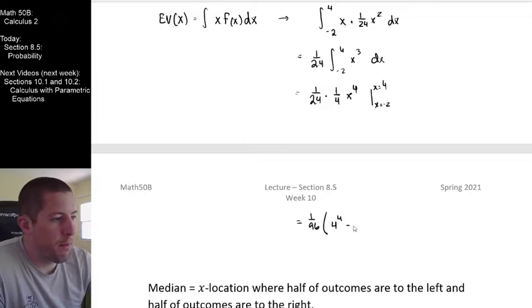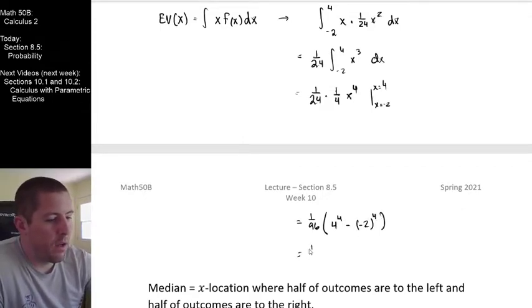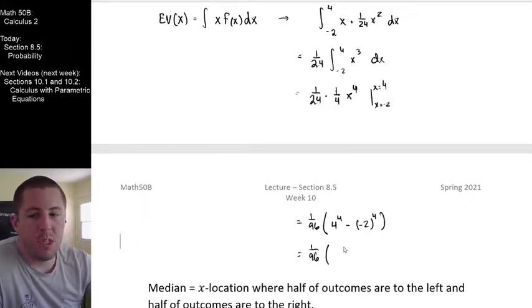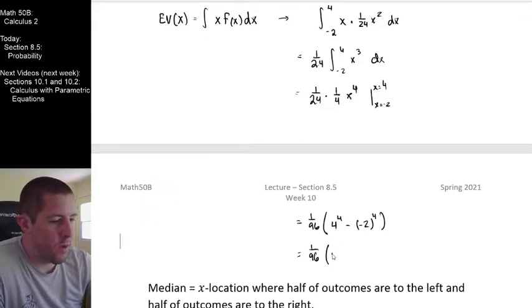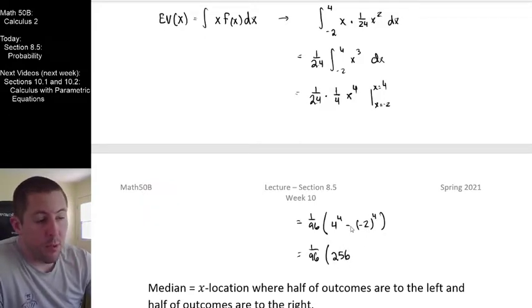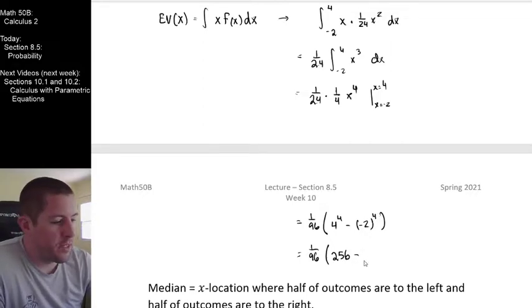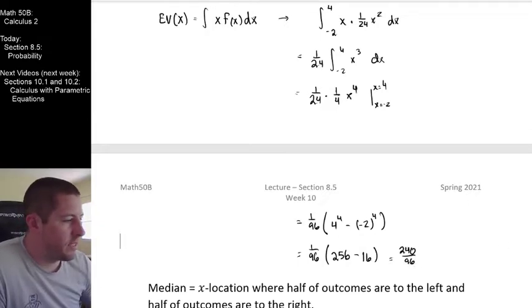4 to the 4th minus -2 to the 4th. That's 1 over 96. 4 to the 4th: 4 squared is 16, 16 squared is 256. -2 to the 4th is positive, so we are actually subtracting something here. 2 to the 4th: 2 squared is 4, 4 squared is 16. So I think we're getting 240 over 96.